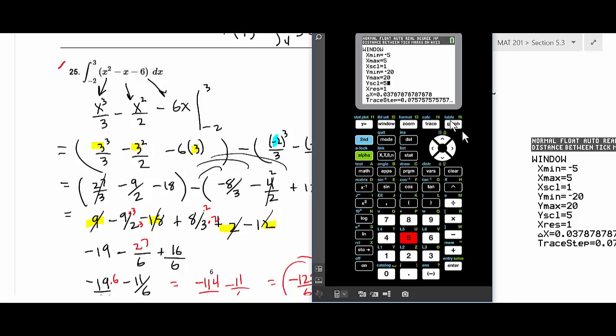Okay, now just type graph. It should be a parabola. Now we went from negative 2 to 3. So does it make sense to everybody why we got a negative answer? Yeah, we have that region of the parabola.